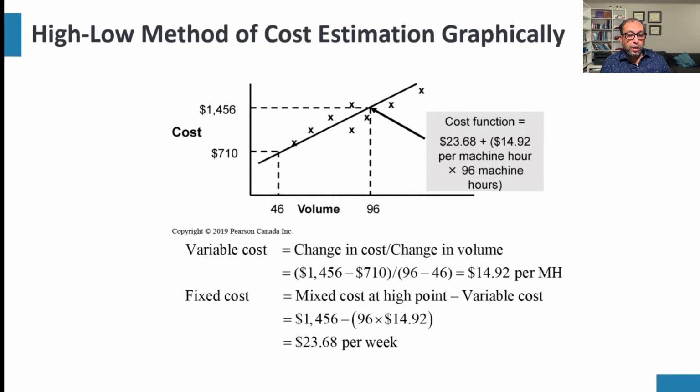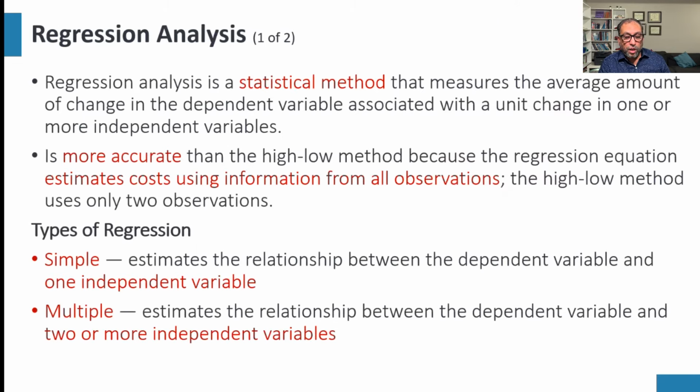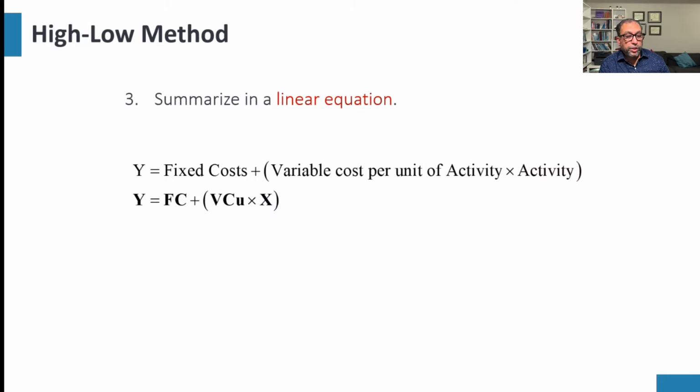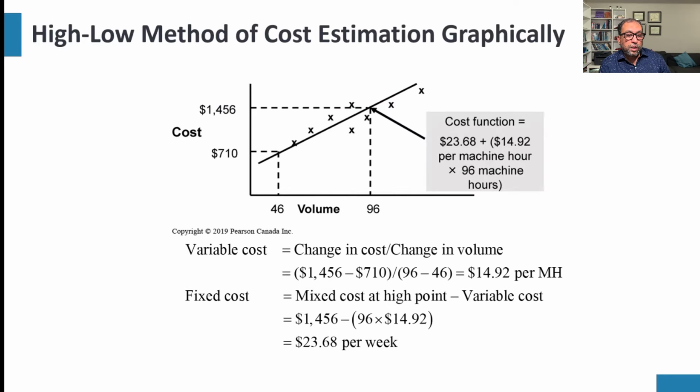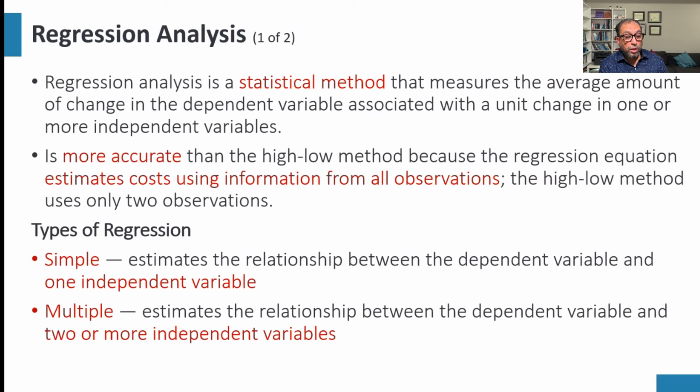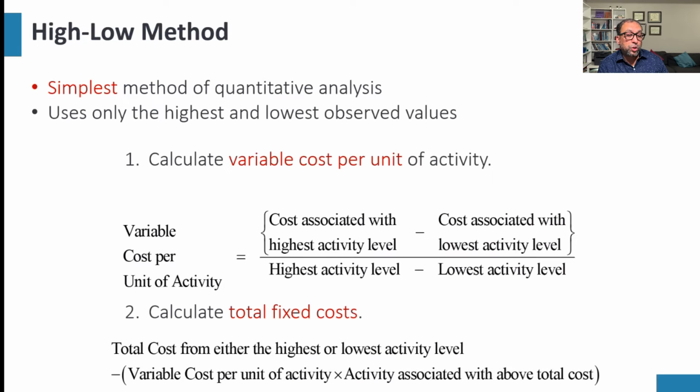So that's the way that we can write an equation. We can write an equation as fixed cost plus variable cost into activity level. So whatever the activity level is, we can estimate the cost: 23.68 per week plus 14.92 into the volume, if we are producing 50 or 100 or 150. So we multiply by 14.92 and add 23.68. So this is the way that we can use the low and high method.